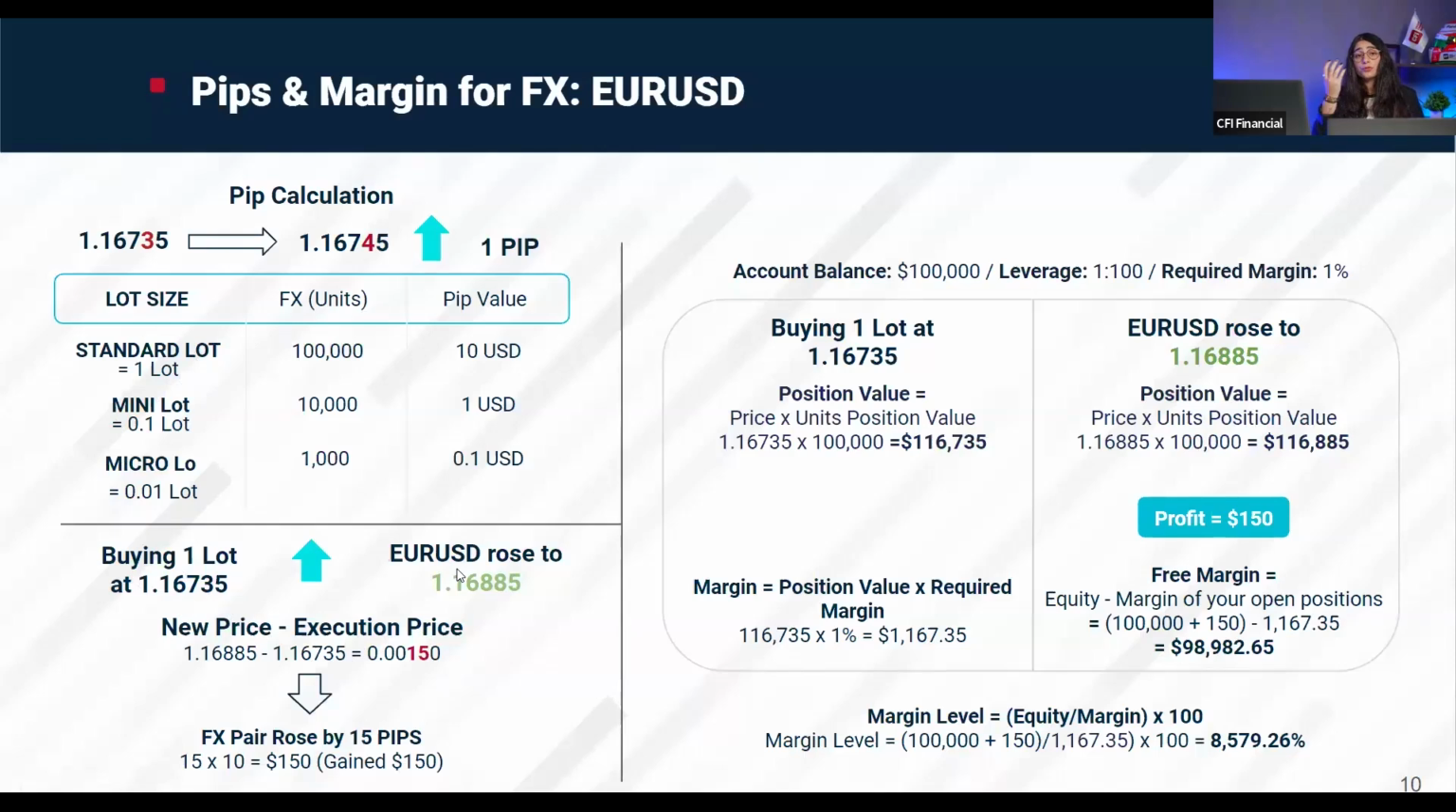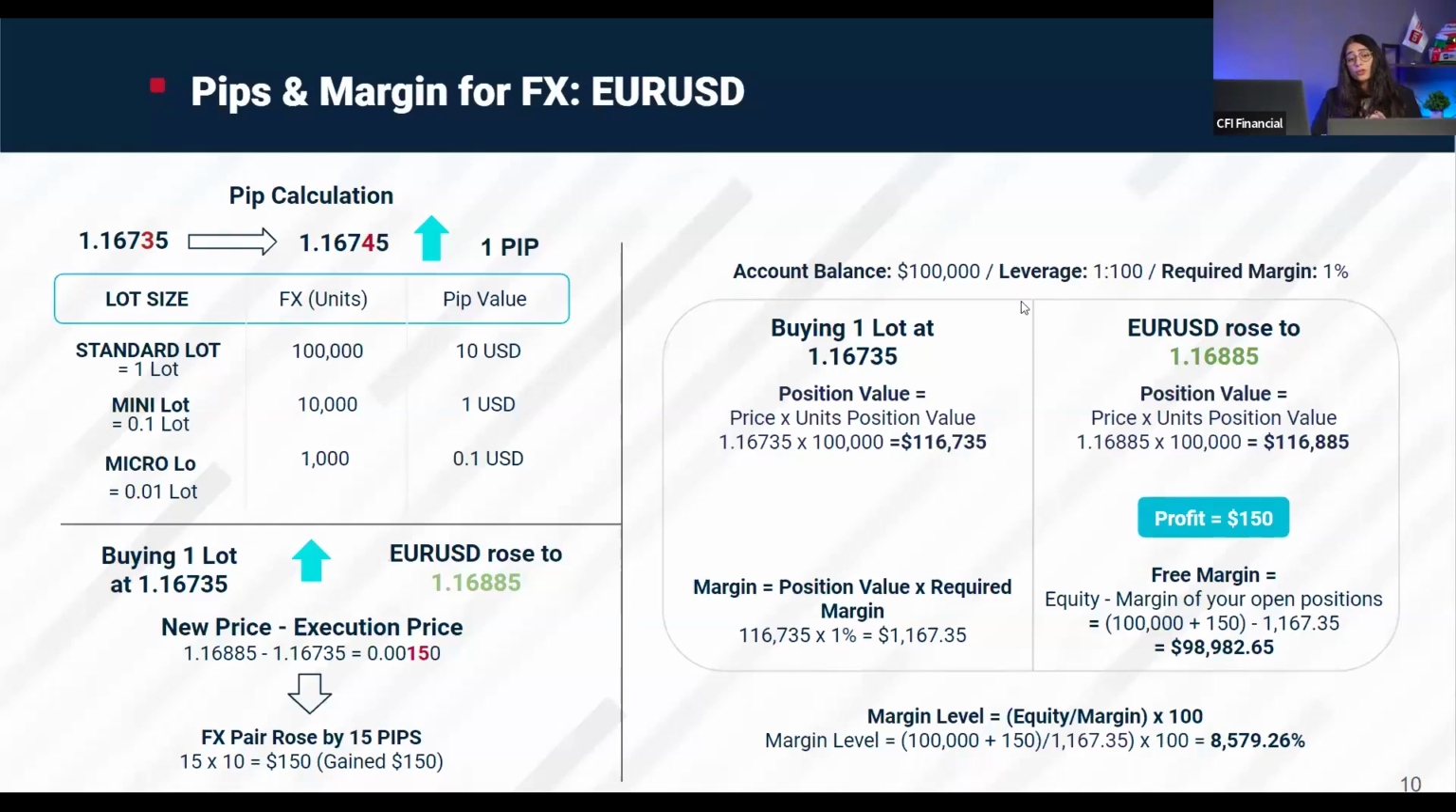Now we're going to move to the right side. Let's say my account balance is $100,000. The account balance is the total amount of money in my account, including my profit and loss from closed positions. Anything from my open positions is not included in my balance. Once I close all the positions, they will be included in my account balance.